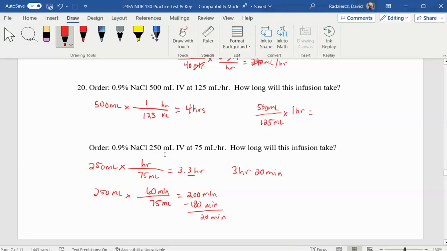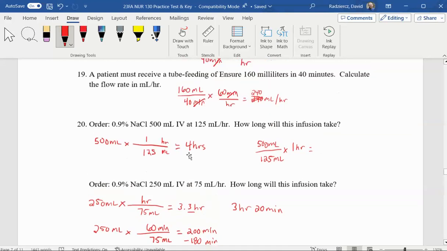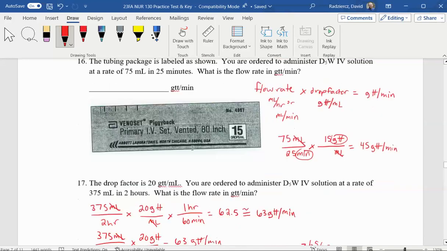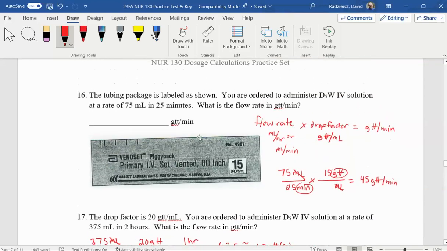All right. Let's look at some of the drop factor questions. A lot of times they'll give you the drop factor on the label, but if it doesn't, it'll be listed in the question itself. On the label, you're just looking for the drops per milliliter. So here it's 15 drops per milliliter. Sometimes it'll say 5, sometimes 10, sometimes 20. Whatever it says, that's what you use for your drop factor.